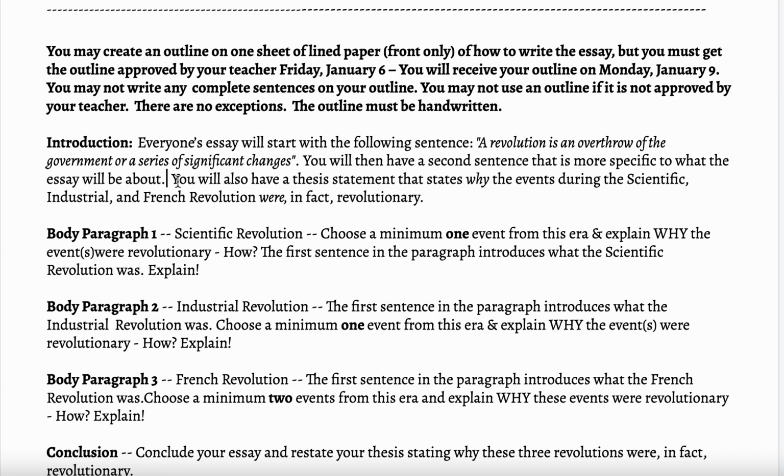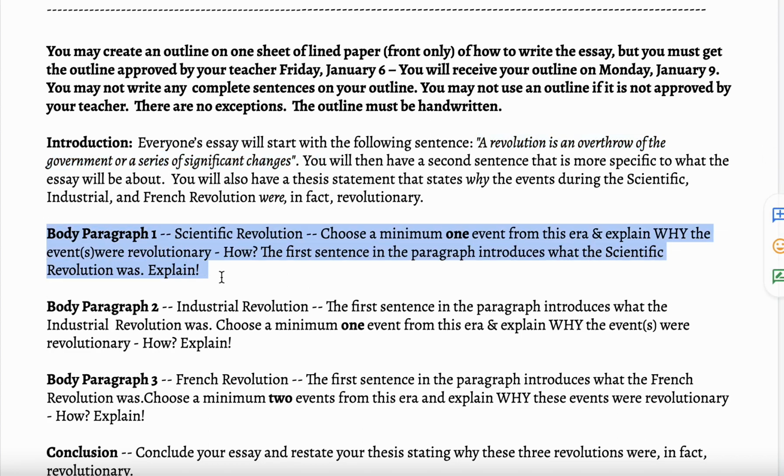You will then have a thesis statement that says why the events during the scientific, industrial, and French revolutions were in fact revolutionary. Basically, were these revolutions a series of significant changes? Or was one of these revolutions an overthrow of government? In fact, these events were revolutionary because they were this.